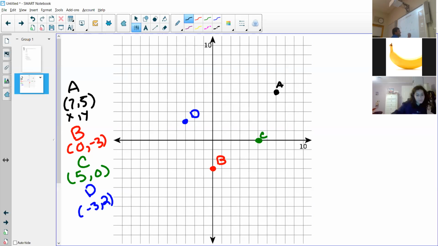We got our last letter, E, which is (-4, -5). So I'm going to go 4 to the left and then 5 down. So start at the center. 1, 2, 3, 4 to the left, and 1, 2, 3, 4, 5 down. You got to make sure you know how to graph points, because if you don't know how to graph points, you can't do any part of this unit.